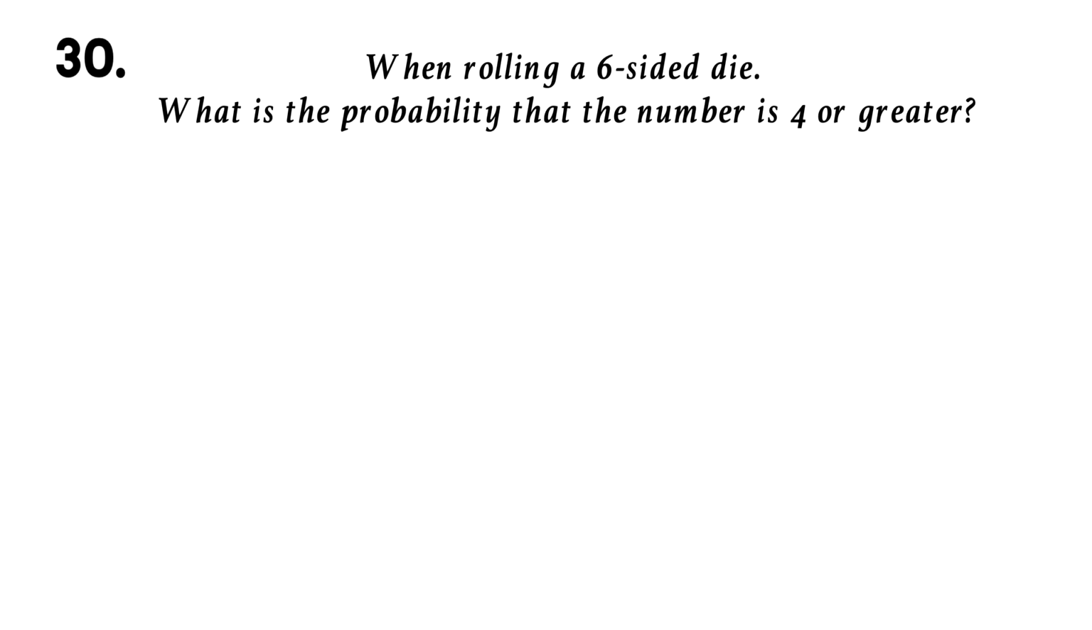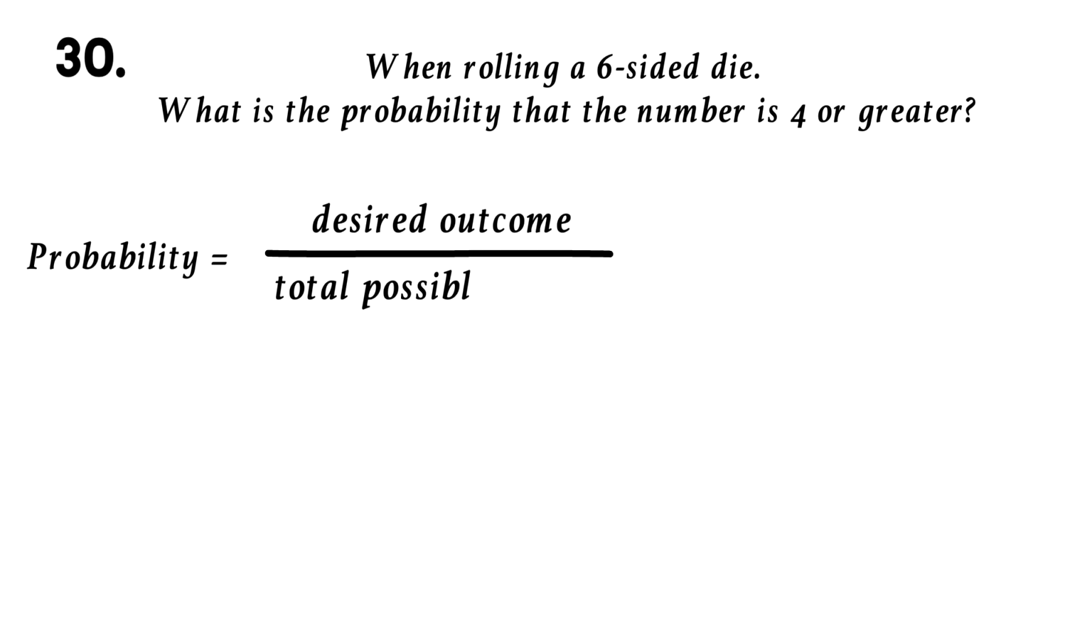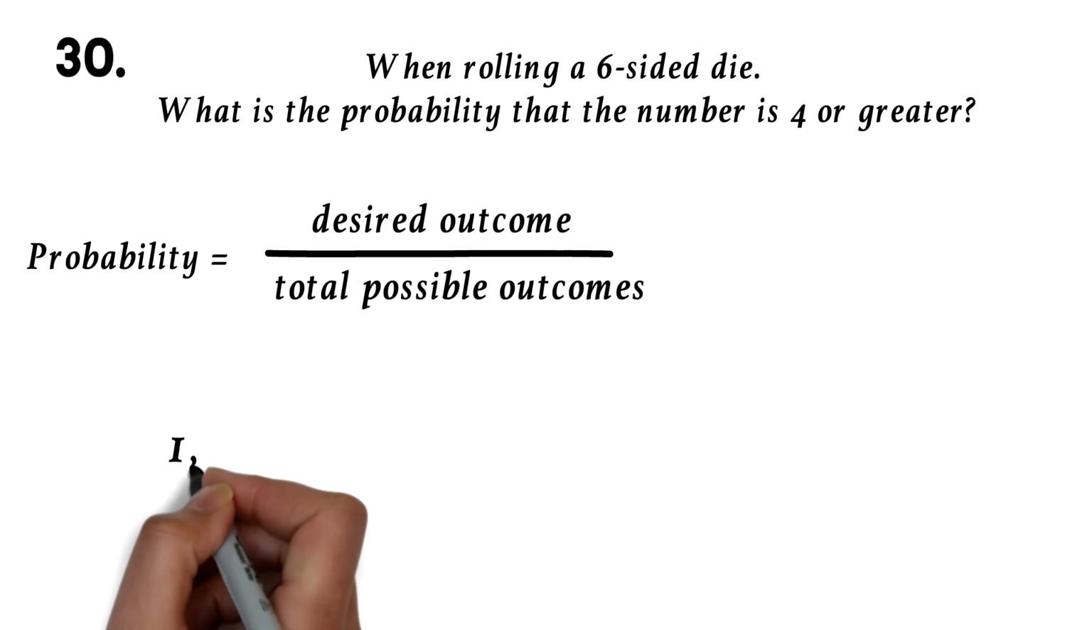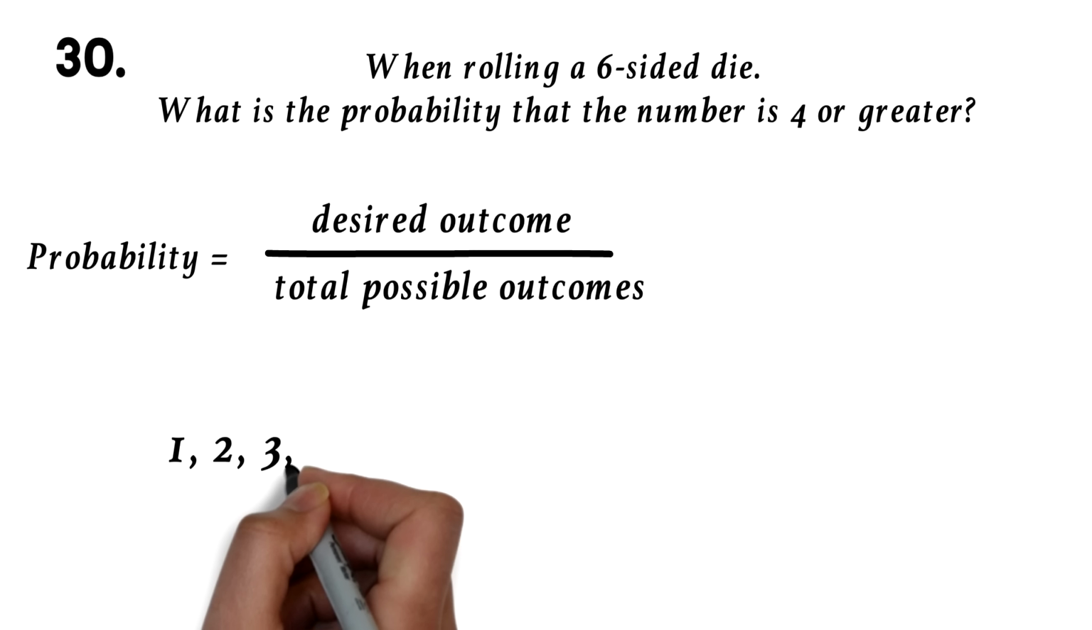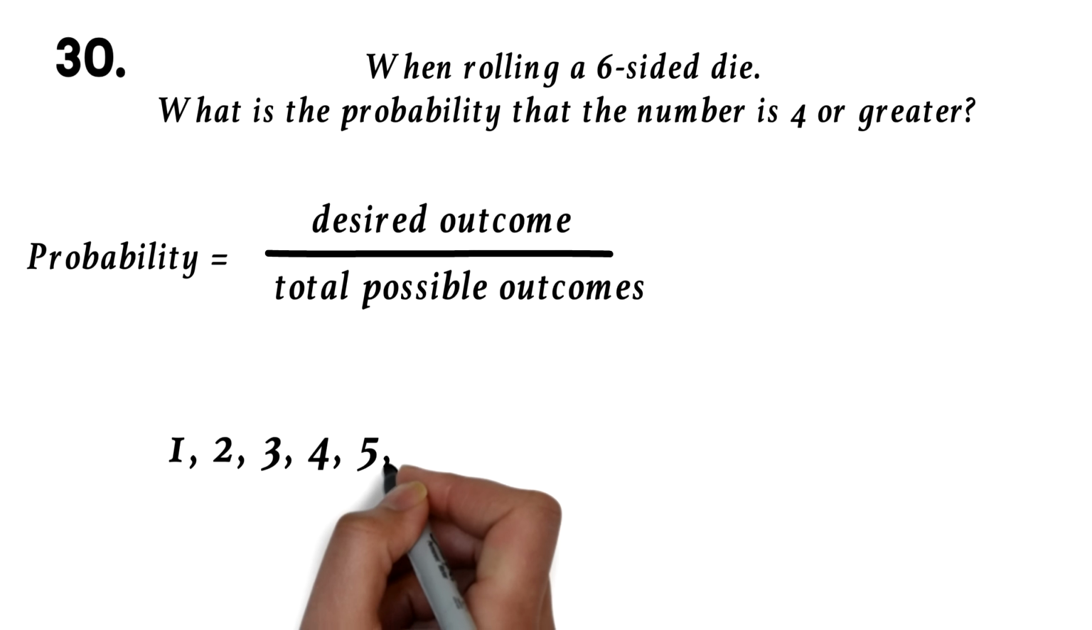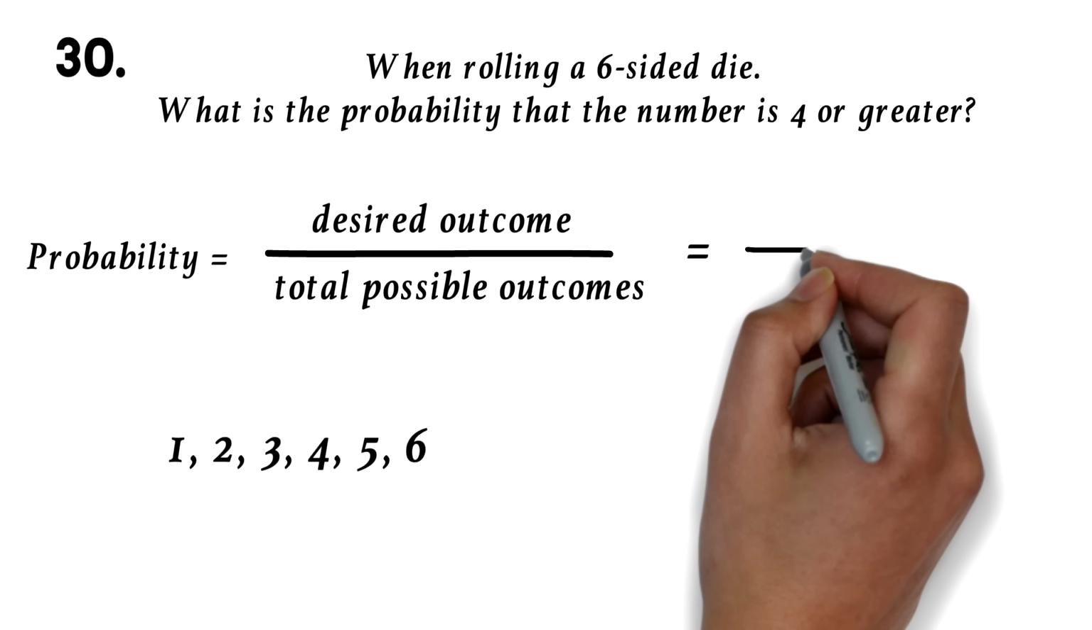When rolling a 6-sided dice, what is the probability that the number is 4 or greater? Probability is desired outcome divided by total possible outcome. When you roll a dice, there are 6 possible outcomes: 1, 2, 3, 4, 5, and 6.